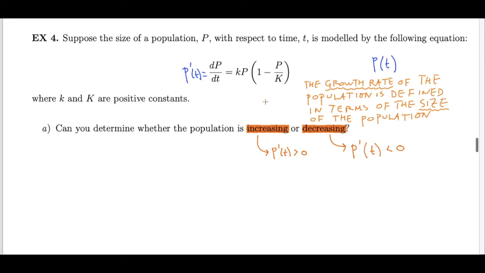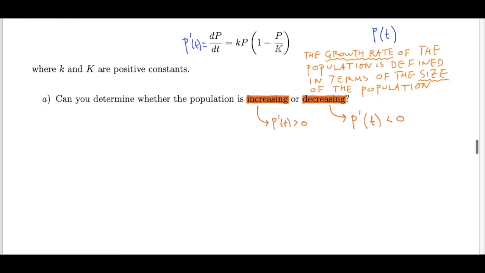So can we use this equation, which doesn't give us the function directly? Nevertheless, it gives us information about the derivative. Can we use this equation to determine when that derivative is positive and when that derivative is negative? I'm going to rewrite my derivative equation down here. Lowercase k is a positive constant. Capital P, I just said, my population, is positive. So this first term here, k times P, is always going to be positive.